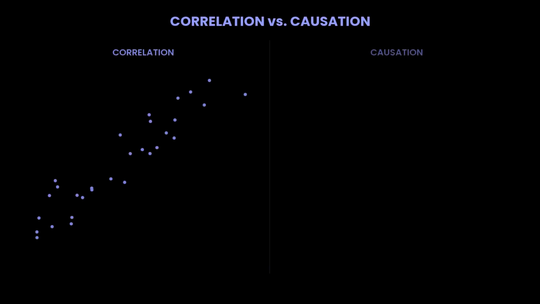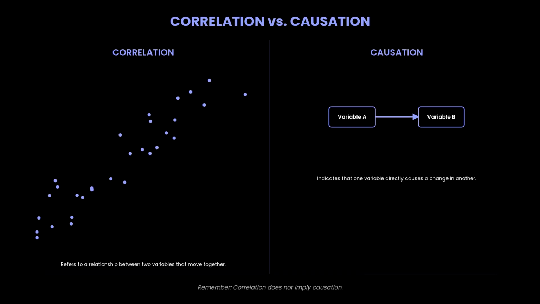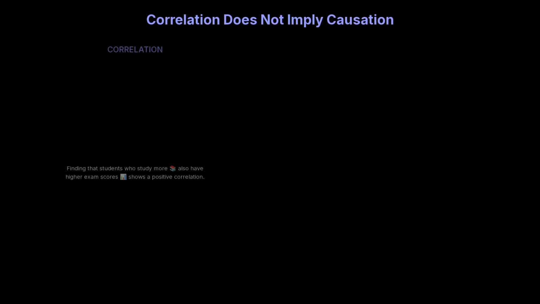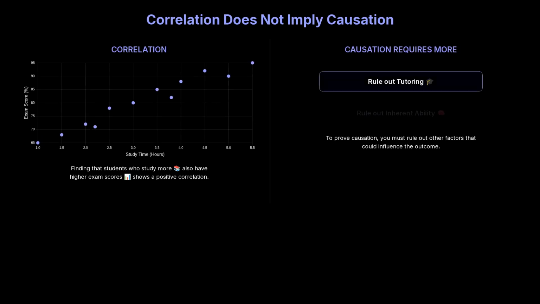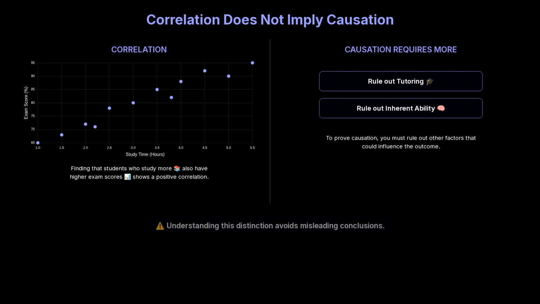Now, let's discuss correlation versus causation. Correlation refers to the relationship between two variables, while causation indicates that one variable directly affects another. It's important to remember that correlation does not imply causation. For example, if you find that students who study more also have higher exam scores, this is a correlation. However, to establish causation, you'd need to rule out other factors that could influence the exam scores, like tutoring or inherent ability. Understanding this distinction helps avoid misleading conclusions in your analysis.